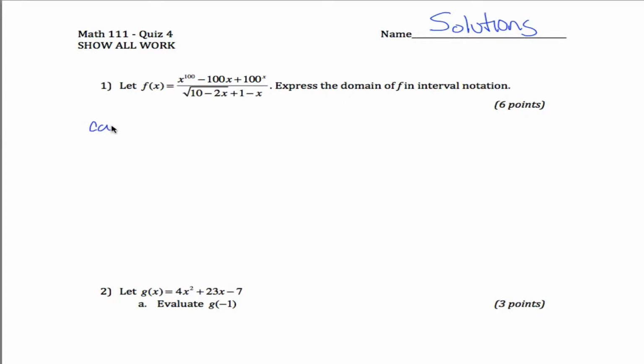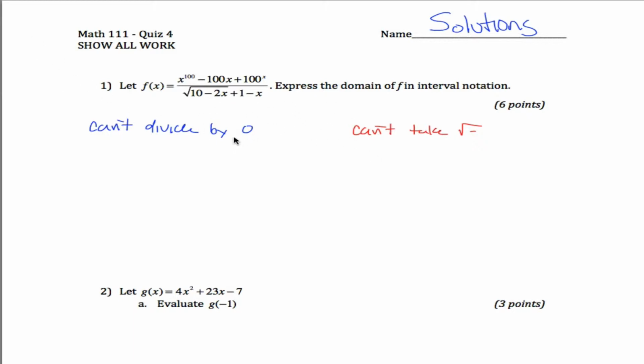Can't divide by 0. And you can't take the square root of a negative number. Really, you can't take any even root of a negative number. And there are some other things that can cause a function to be undefined, but for our purposes, it's just these two that we're going to run into.